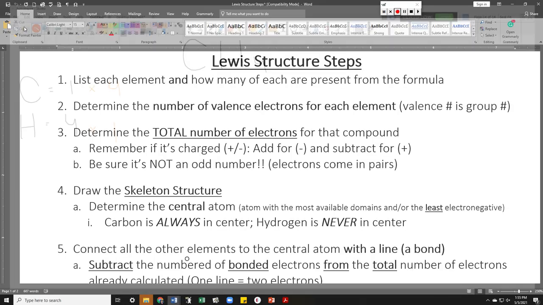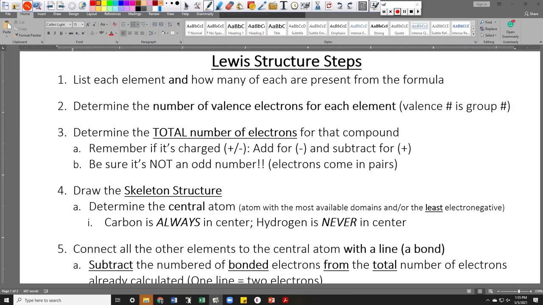Now, so here's where I need you to add something. Okay? What we got to do in step 3 is, here's what I have to add. We've got to determine the total number of electrons for that compound. Well, I did not include how you do that. So this is the only thing you're going to have to write on this. Okay? By multiplying the total number of each element plus its valence number.